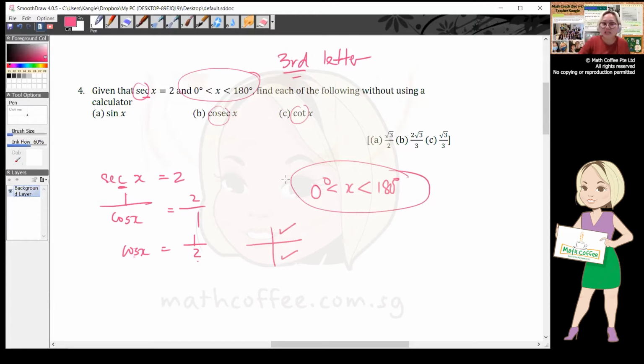So fourth quadrant is out. So that means you only focus in the first quadrant. Same thing, you draw your triangle. Okay, so I'll go very fast this one because it's quite similar. The only thing I need to highlight is about the cosecant and the cotangent.